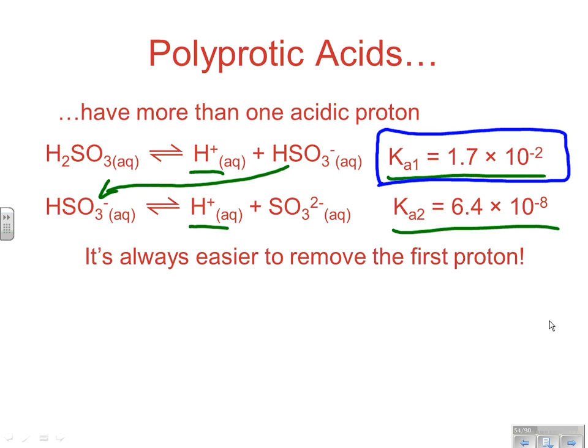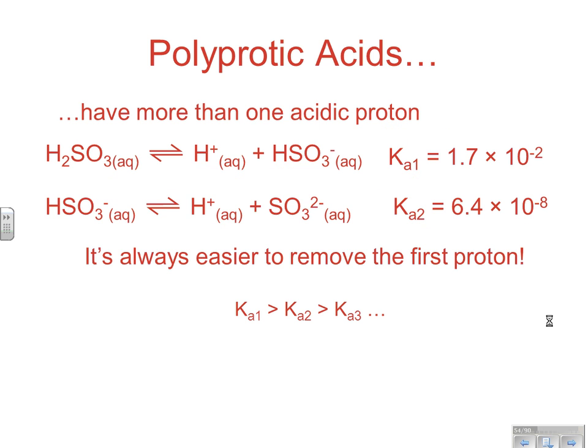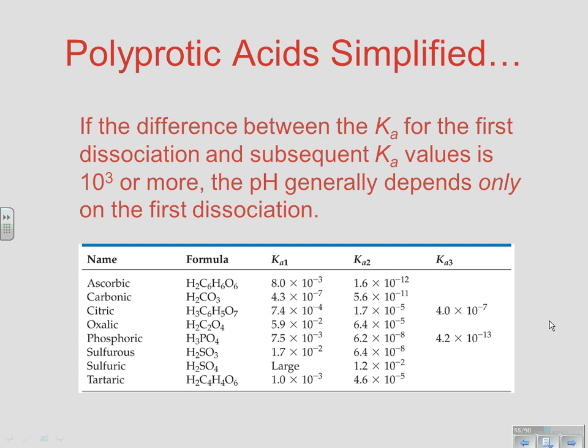So the first one always comes off with much greater ease than the second one comes off. So your Ka1 is always bigger than your Ka2, which is always bigger than your Ka3 if we had a triprotic situation, or 3 hydrogens that could come off, like in phosphoric acid and a few other things. But what you need to understand here is, in terms of having to take into account that second ionization and the amount of hydronium that comes from that, well, we can pretty much ignore it if the difference in K from Ka1 to Ka2 is greater than 10 to the third. So if you're greater than 1,000, generally it doesn't matter what the second value is.